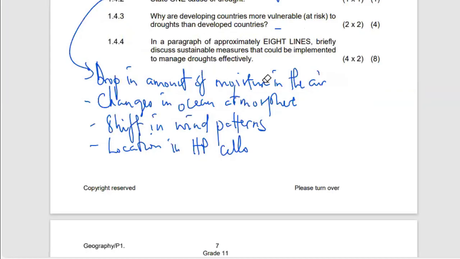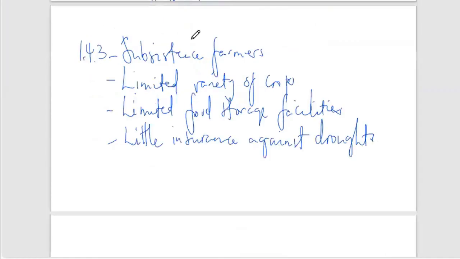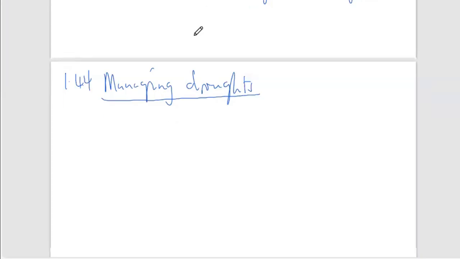It's not only that we are saying these are the right responses, there can be other responses that we did not mention. In a paragraph of basically 8 lines, briefly discuss sustainable measures that could be implemented to manage droughts effectively. We want to look at sustainable measures that could be implemented to manage drought. So it's question number 1.4.4, strategies of managing drought. Managing droughts and drought conditions. What can we do as a way of managing droughts?